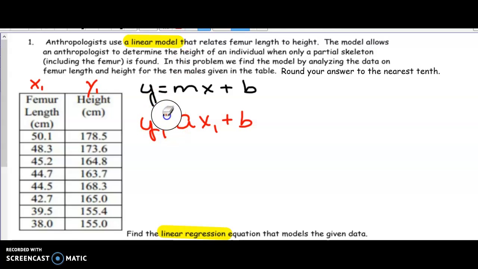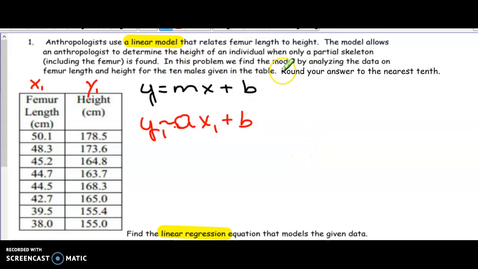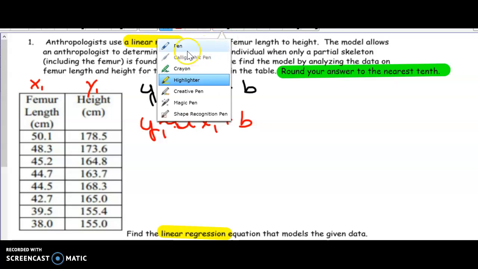Rather than an equal sign, in Desmos you're going to use the tilde mark. That's located right above the tab key, to the left of the 1 key, and you have to hit shift to get it. We'll talk a little bit more about that when we get to it. And then finally, for our answers, they want us to round to the nearest tenth. So we're looking at 2 places after the decimal.